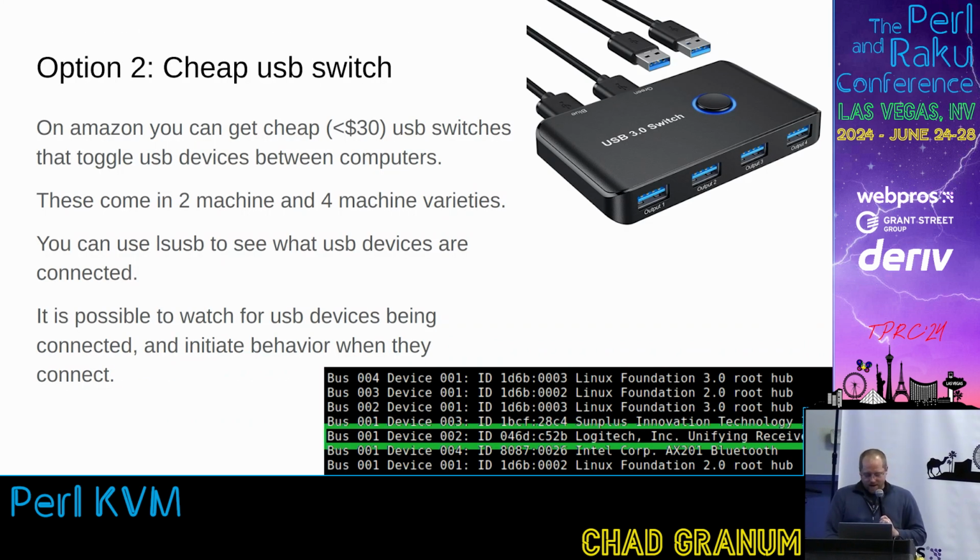Now, if you don't have fancy mice that have the ability to switch between computers, you can get cheap USB switches, $30 on Amazon. Really nice and cheap. They've got 2 and 4 machine variants. And as long as you plug something into it, you can check on your list of what's connected to the computer, what's connected via USB. So you can make a script that will monitor the output of your lsusb command, notice when a certain device is connected, and then send signals to the monitor to switch inputs at the same time.